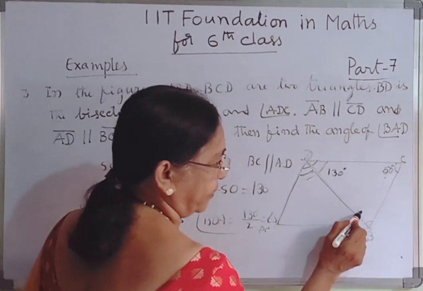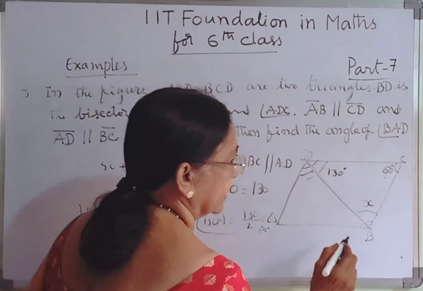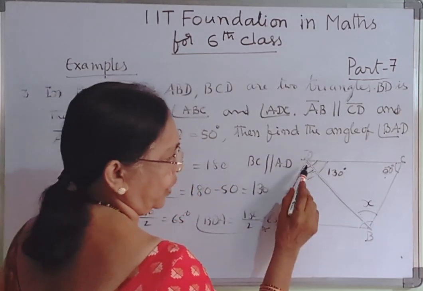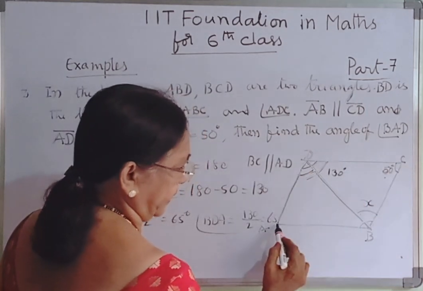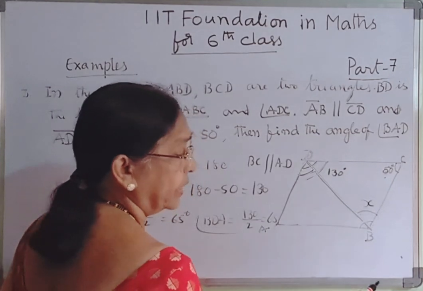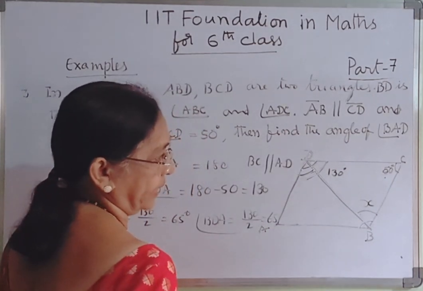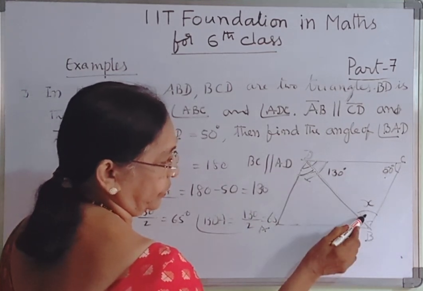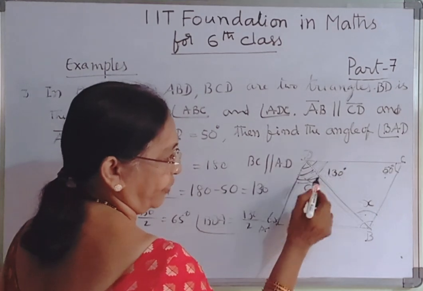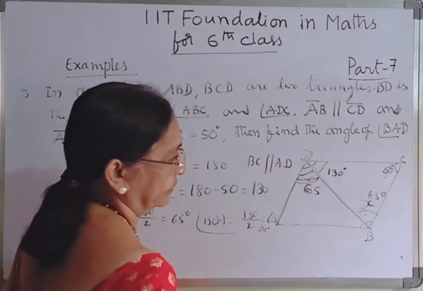In this triangle, the sum of the three angles is equal to 180. We can find it in another way also. As line CD and BA are parallel to each other, and this line may be taken as a transversal, alternate interior angles are equal. This angle is equal to this angle. These two form alternate interior angles. And this angle is half of 130, that is 65. Therefore, x is equal to 65.